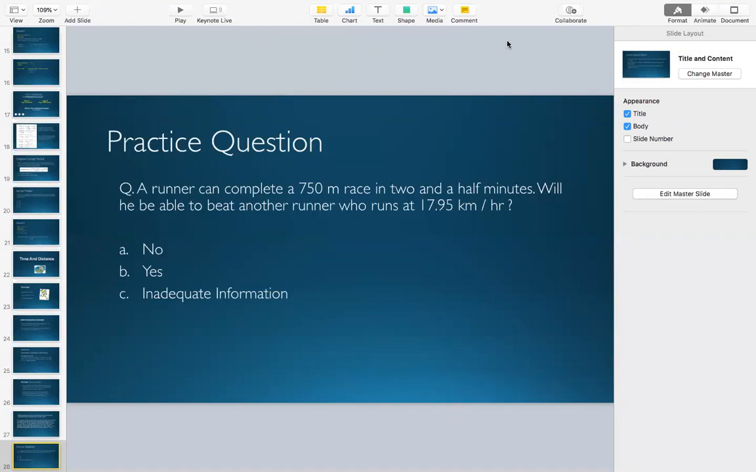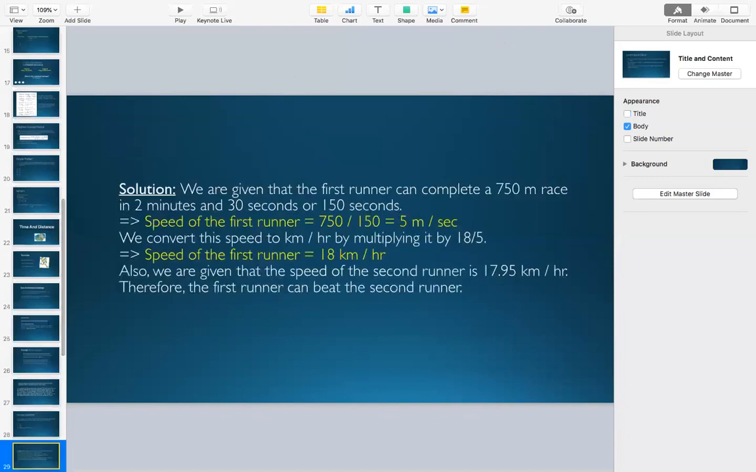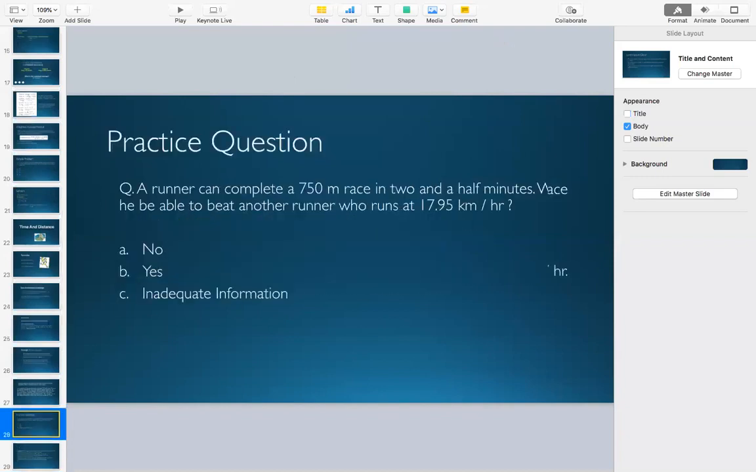So I've got 8 to 10 responses and all of them are saying yes. The answer is option B, yes. How did we find this out? According to the question, the runner completed a race of 750 meters in 2.5 minutes.